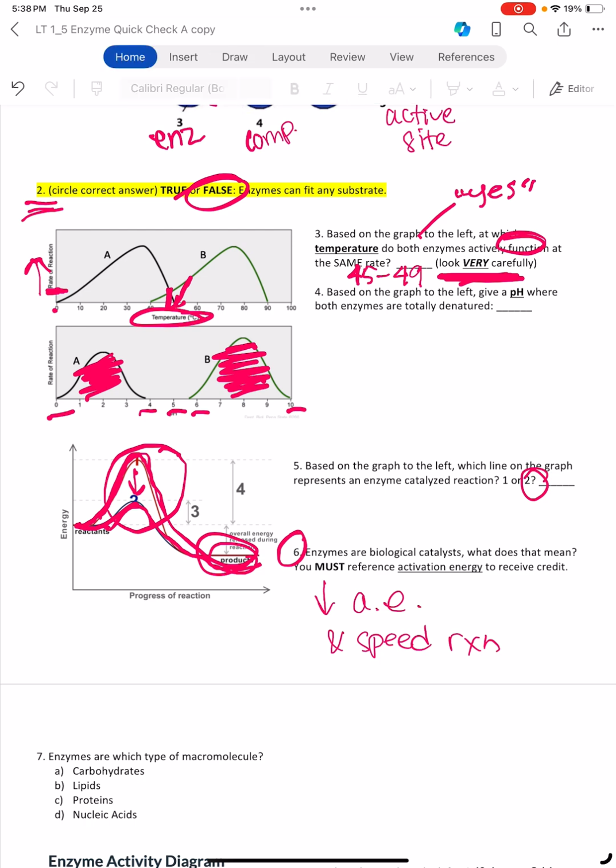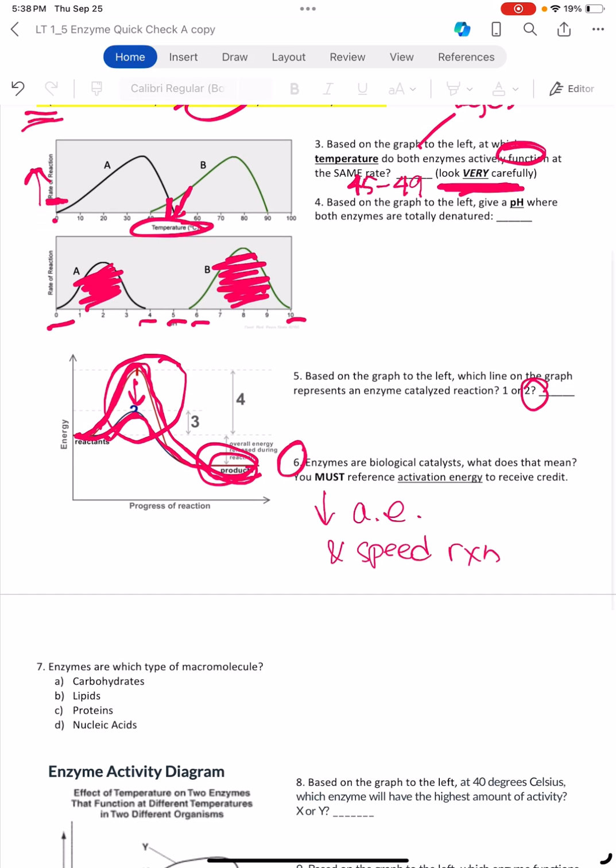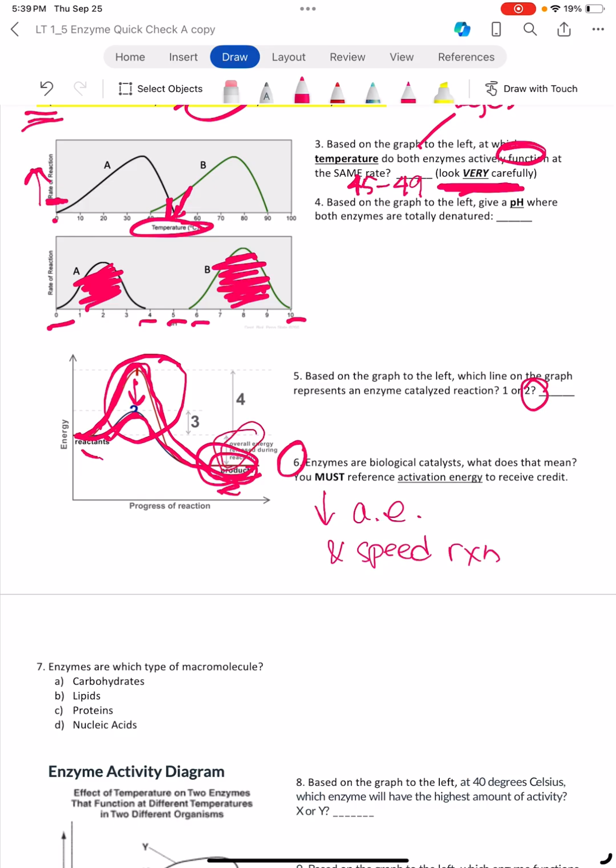Okay, again, similar thing will be on the test. Just make sure you can read that and pick out what you're looking at. Your reactants here in this case started higher than your products, so you actually lost some energy, most likely in the form of heat. So this is an exothermic reaction here.